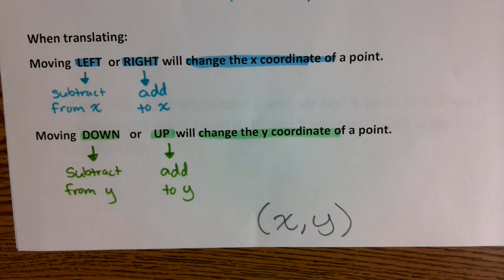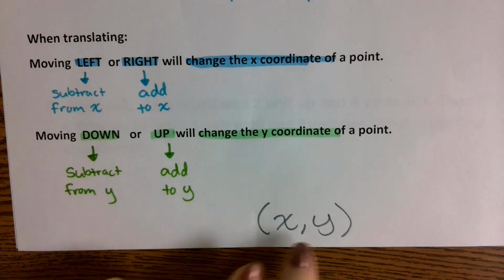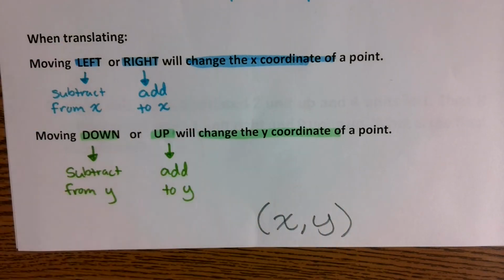And when you're plotting a point, you always start at the origin, or that 0, 0 point, and the x tells you how far left or right to go, and the y tells you how far up or down to go. Okay, and then from that point, that's when we would start following our translations.